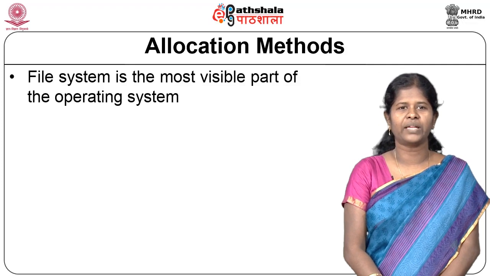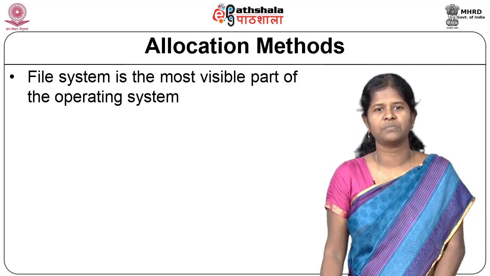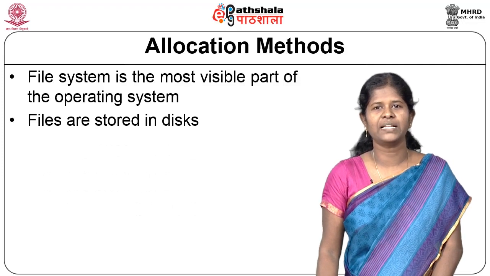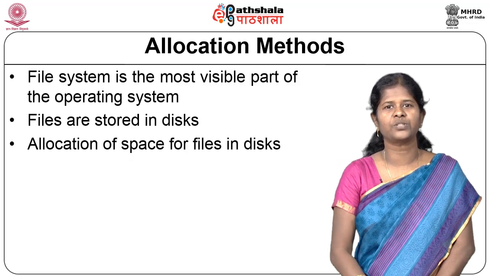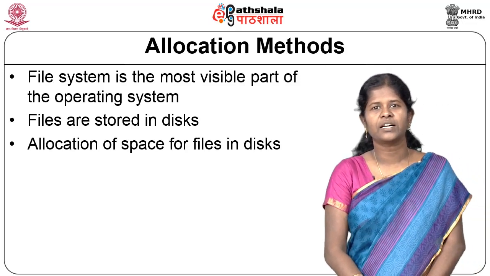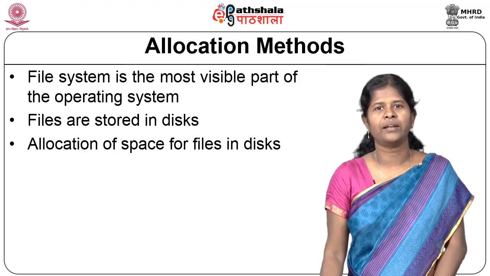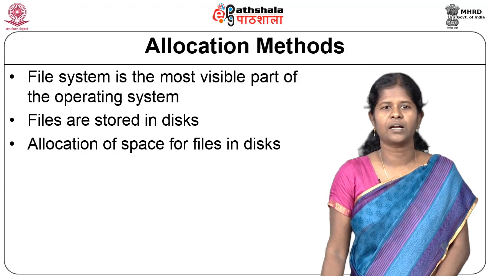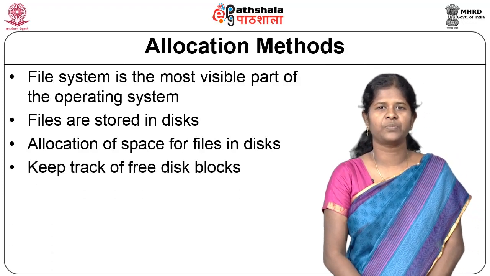So, we all know that the file system is the most visible part of the operating system, and all files are stored in disks, and it is necessary to allocate space for a file on disk. Whenever a file is created, the space for the file has to be allocated in the disk, and there will be space that is free, and those disk blocks have to be kept track of.